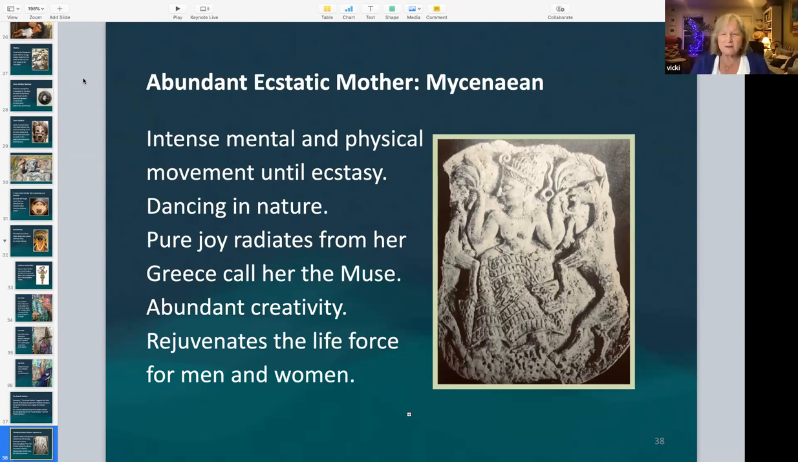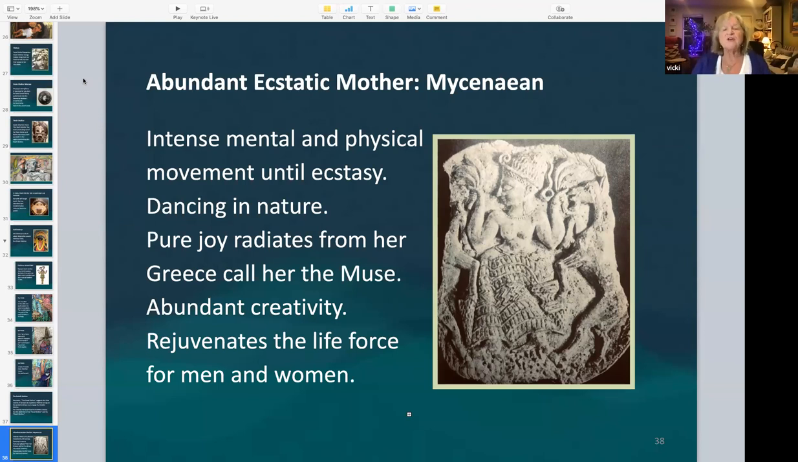Here's a Mycenaean example with the deer, and she's got a smile on her face and a beautiful garment, and it's like it's moving, it's carved out of rock. The ecstatic mother has intense mental and physical movement until you go into ecstasy, and you're dancing in nature, and pure joy radiates from her.